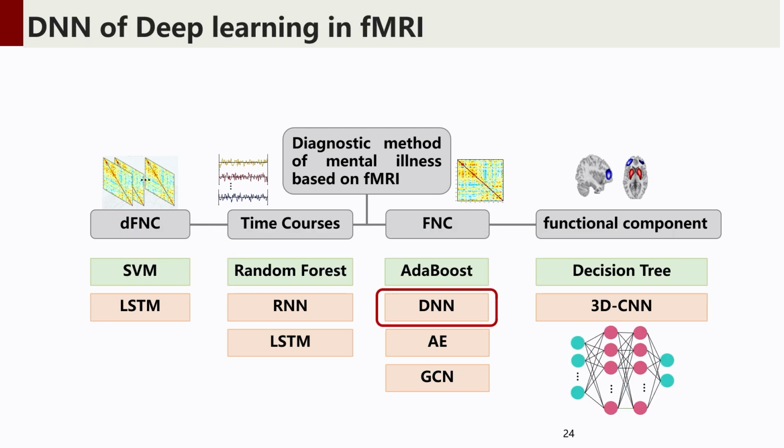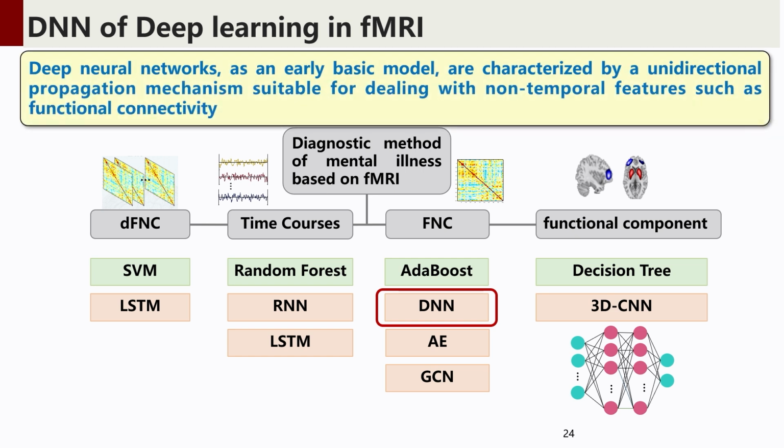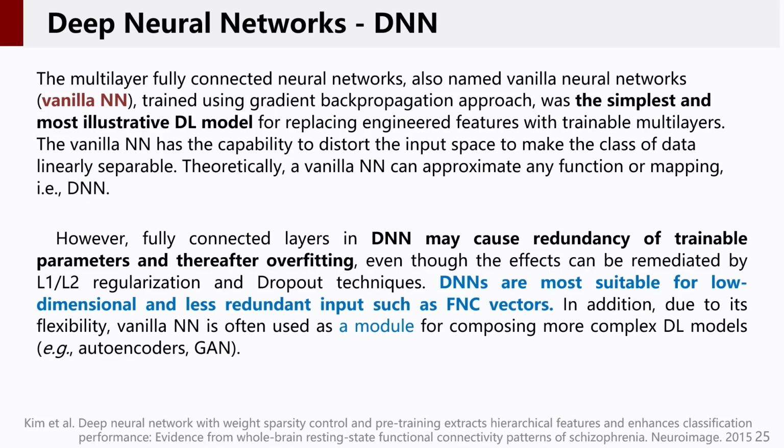First, let me introduce DNN. Maybe I will just introduce some high-level concepts, since Paul has already given very vivid cartoons. The DNN, as a basic deep learning model, is characterized by a unidirectional propagation mechanism, which is suitable for dealing with non-temporal features. Most often, the DNN is used in functional network connectivity analysis, where the functional networks can be calculated by different brain atlases or ICA. The most original form of DNN is the vanilla NN, which has multiple fully connected layers, and it is the simplest but most illustrative DL model.